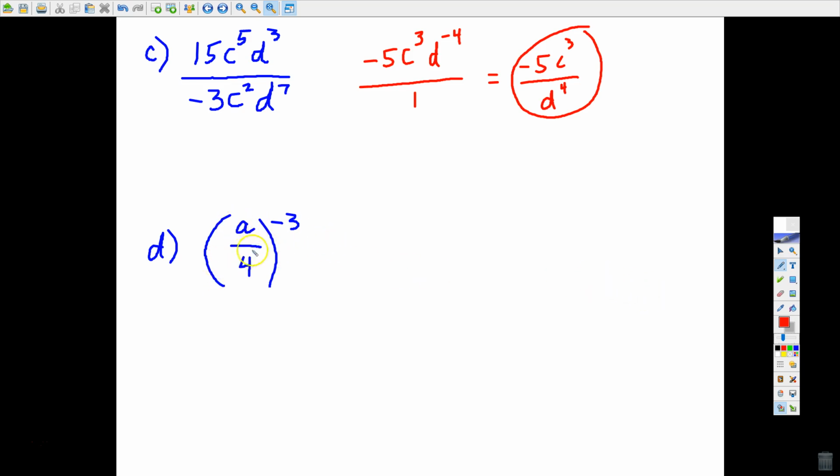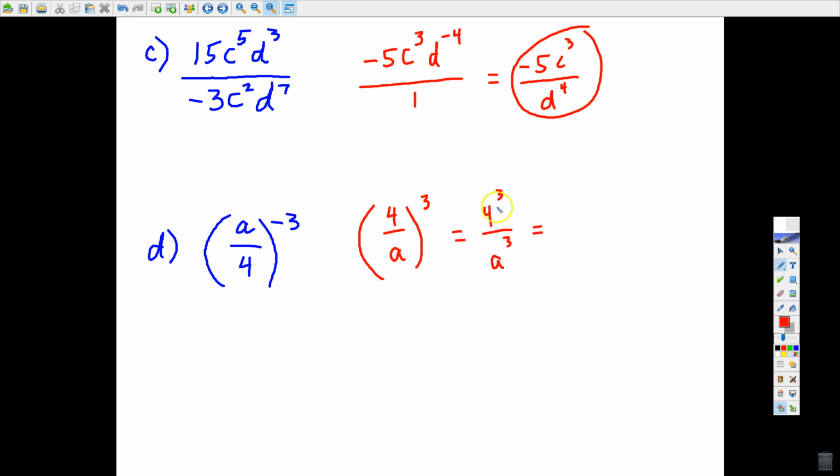Okay, letter D. We have this rule of a quotient being raised to a power, and also notice that it's a negative power. So the first thing I'm going to do is apply that negative exponent rule that says I'm going to flip the base, or that's another way of saying write the reciprocal. And then I'm going to change the exponent to positive. Okay? And my next rule is when I have a quotient like this being raised to a power, that means both parts of the fraction have to be raised to that power.